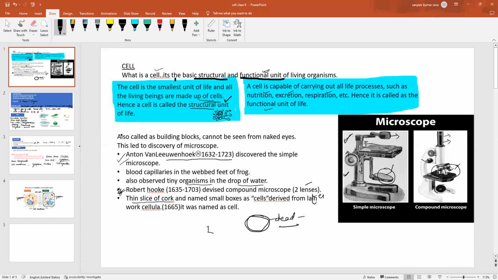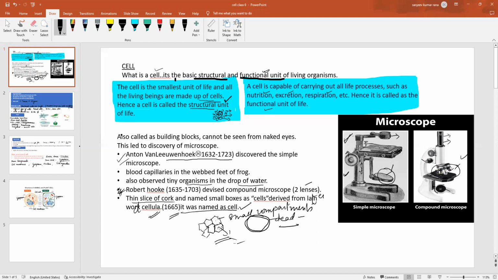He saw that there were small compartments this way. जैसे honey का hive देखा है ना, उसके structures इस तरह से होते हैं. So he gave the name that they were small compartments. And the Latin word is cellula, and he named it cell in 1665. The small compartments. Cell means small compartments. Okay. Now these compartments will give rise to, in further stages, different cells.